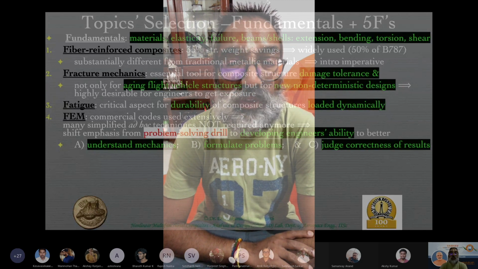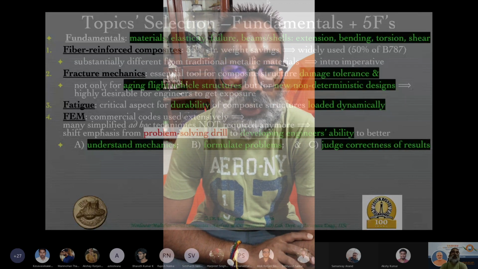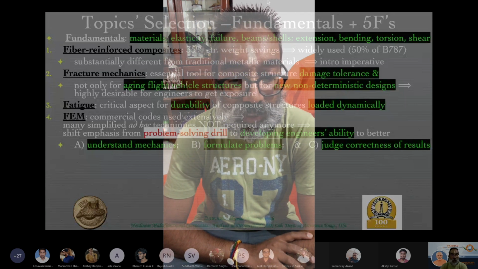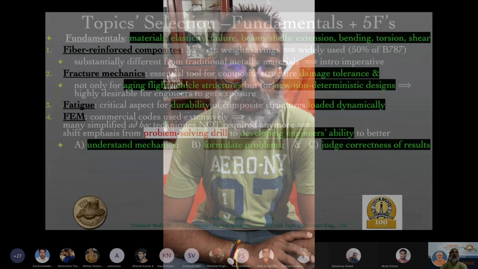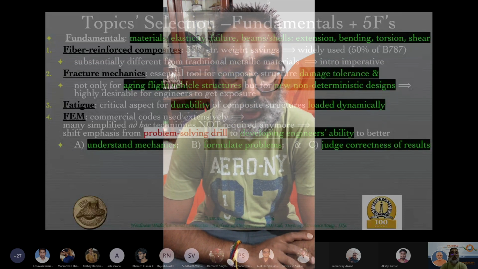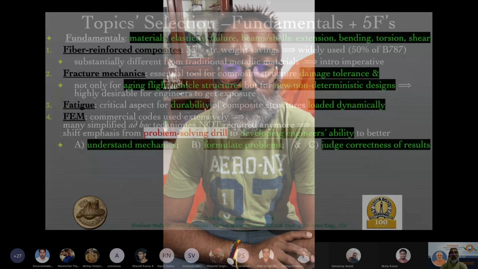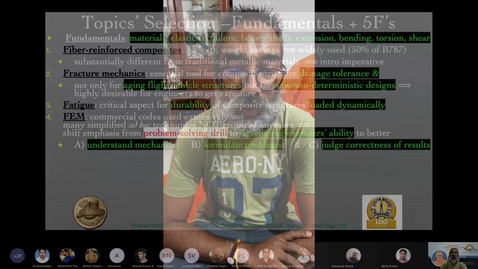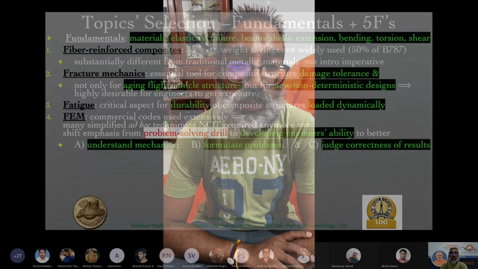Such combinations are very difficult to deal with analytically. So in those situations, you do need to go for a numerical approach, and there the finite element analysis plays a critical role. So many simplified ad hoc techniques are no longer required, which used to be the main content of previous flight vehicle structures courses. So we are shifting the emphasis from a problem solving drill, which is what it used to be in earlier conventional courses, to developing the engineer's ability to better do these following three things.